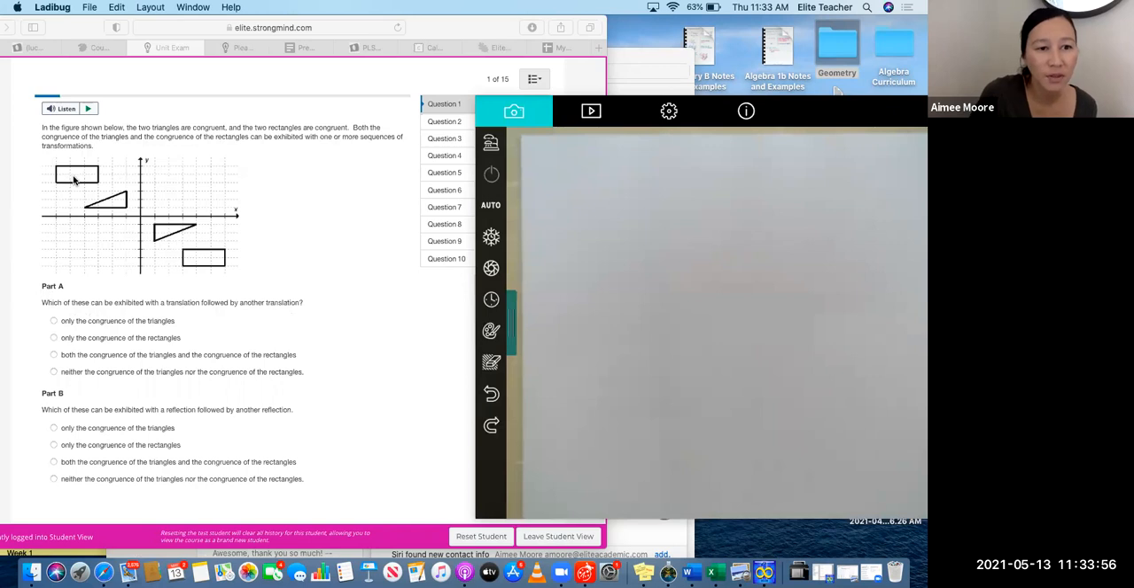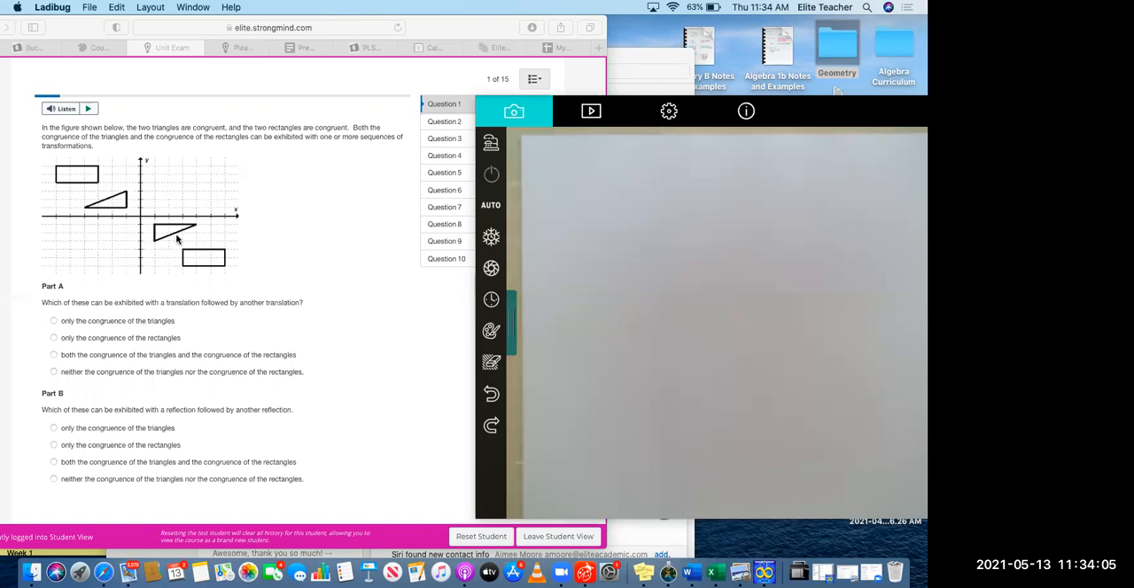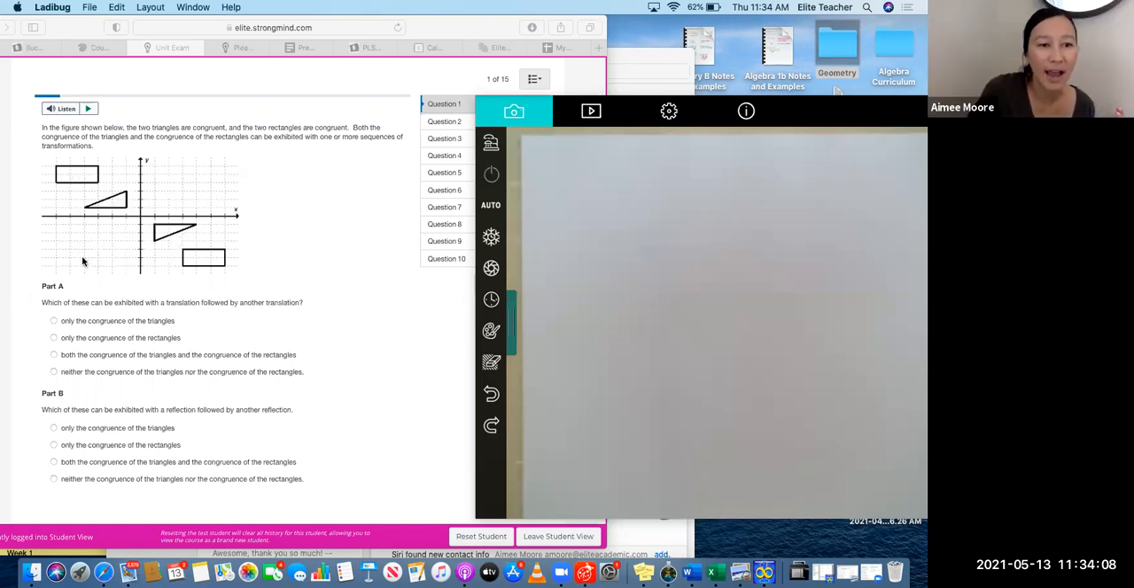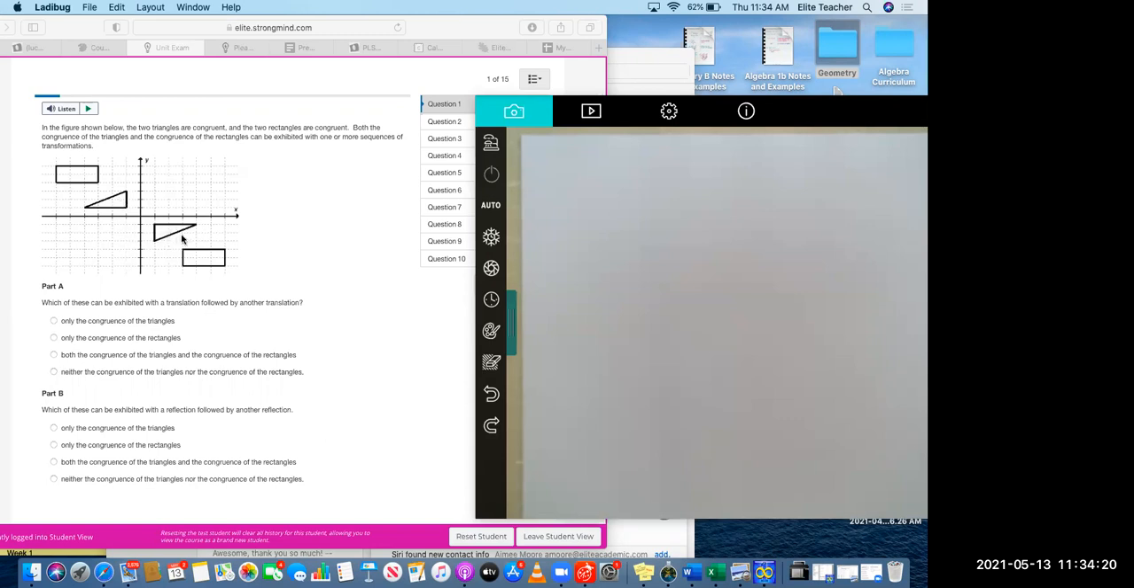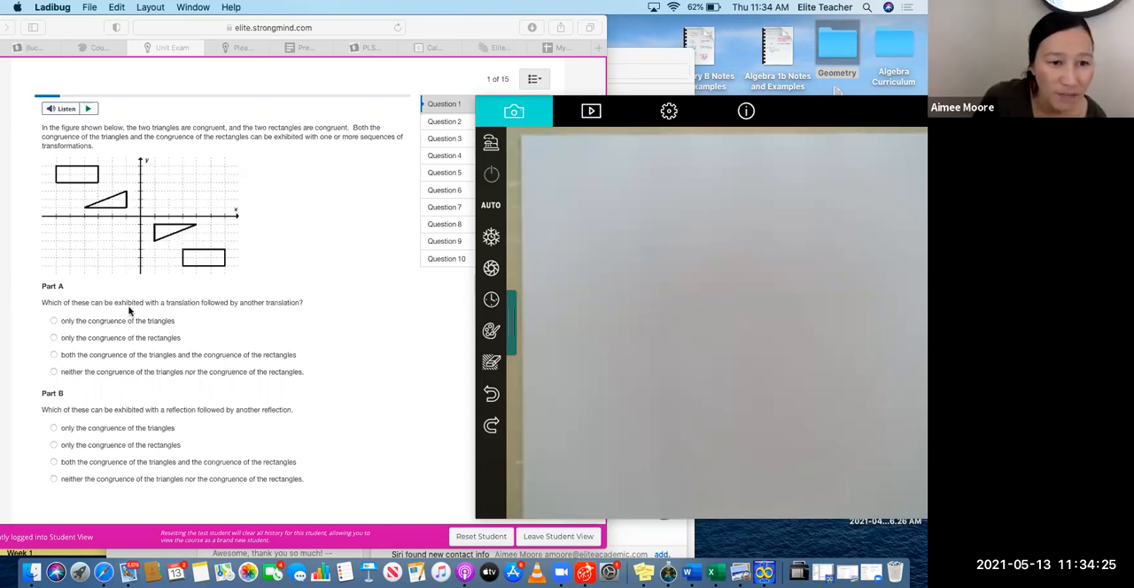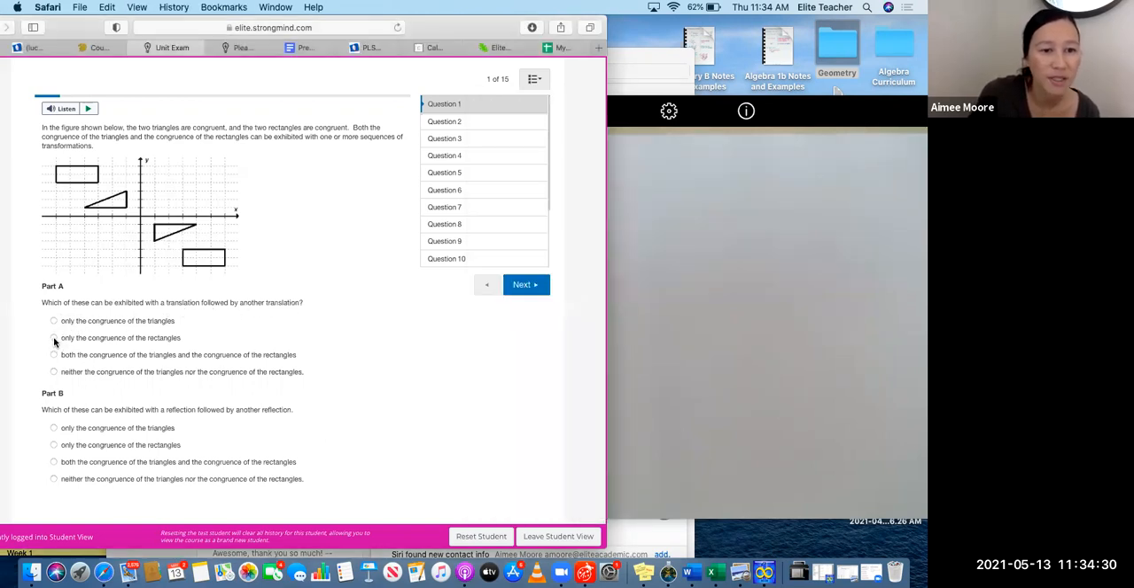The rectangle, if we slide the rectangle twice, would we end up with the other rectangle or the triangle? If we slide the triangle twice. Yeah, right. The rectangle, we could slide it down and then slide it to the right and we would end up with this rectangle, right? Would that work with the triangle also? Could we just slide the triangle down and then slide it to the right to get this triangle? No. Exactly. Perfect. So which of these can be exhibited with a translation followed by another translation? Only the congruence of the rectangles.